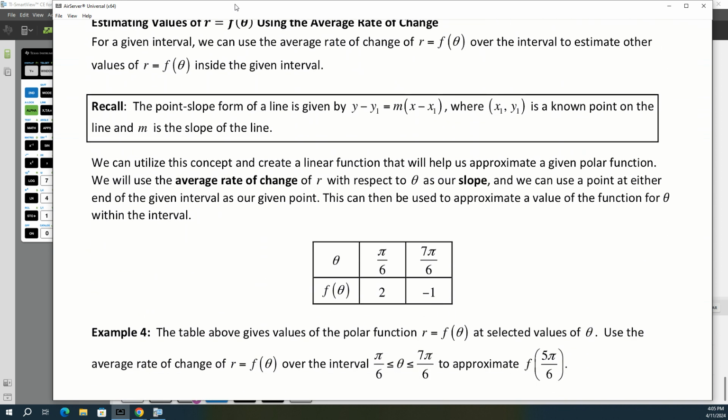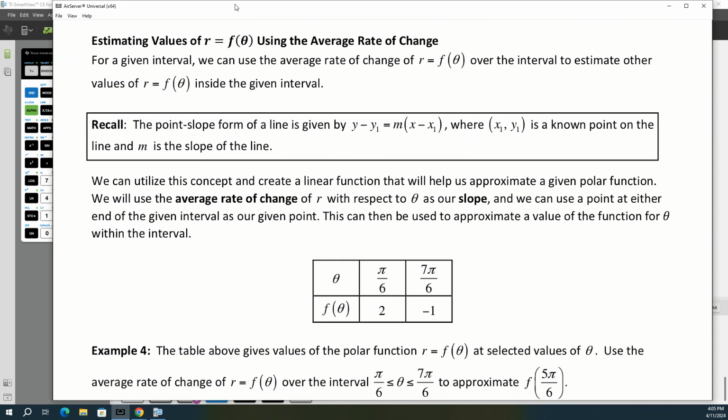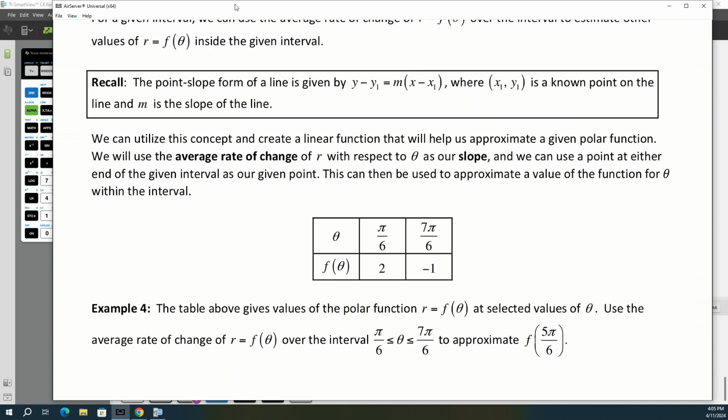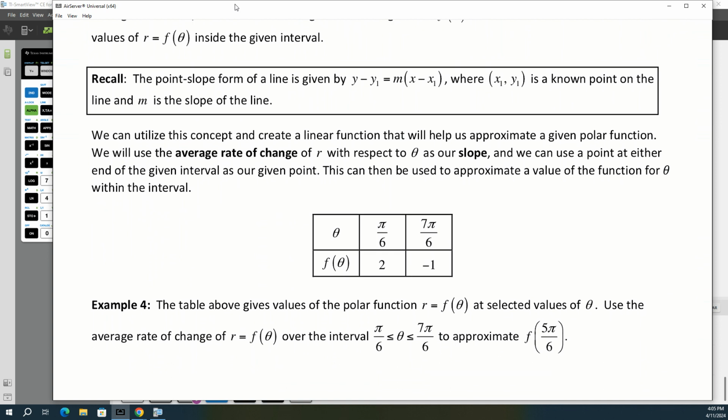All right, and then the last example, we're going to be estimating values using the average rate of change. So for any given interval, we can use the average rate of change over an interval to estimate other values of the function inside that given interval. So we're going to recall something, and I looked it up. It is actually from lesson 4.3.